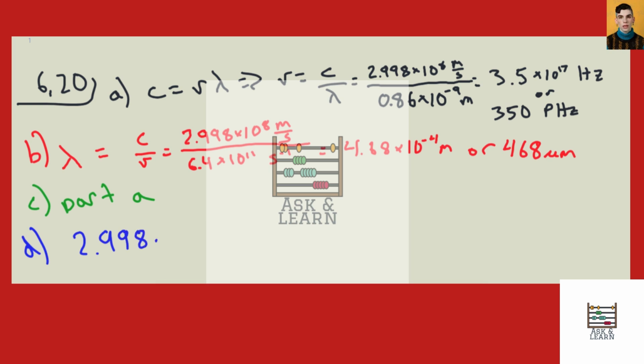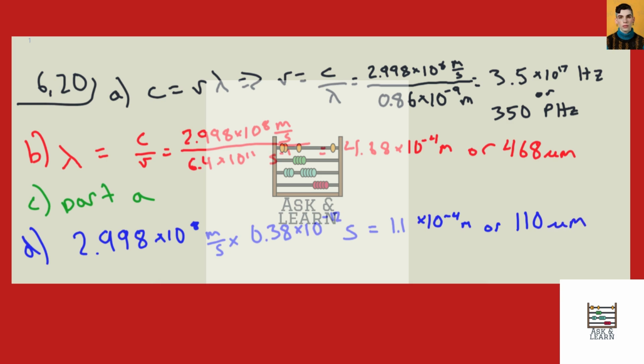So 2.998 times 10 to the 8th meters per second is the speed of light. And if we multiply by time, which in this case is 0.38 times 10 to the negative 12 seconds, the seconds will cancel. And we get 1.1 times 10 to the minus 4 meters, or 110 micrometers. So this radiation will travel 110 micrometers in 0.38 picoseconds.